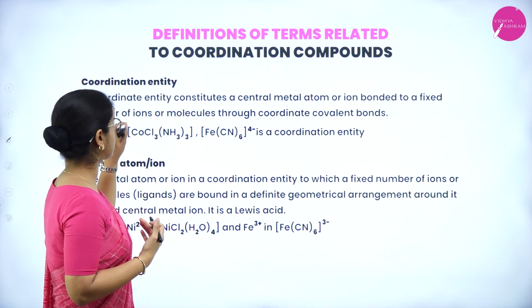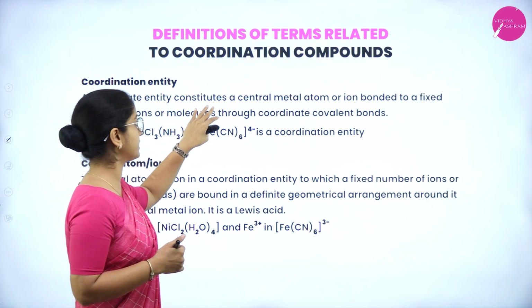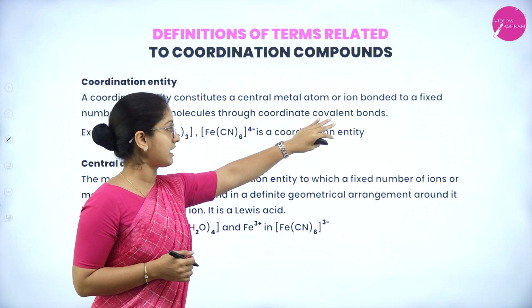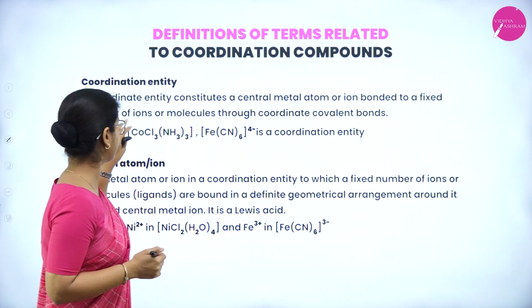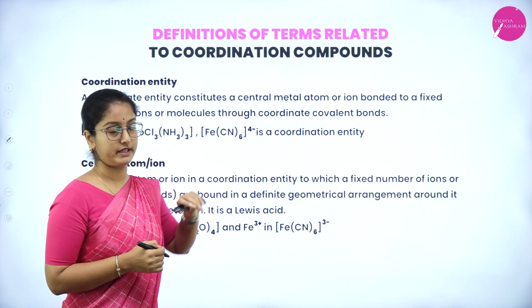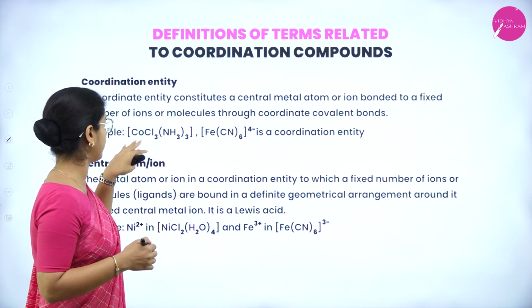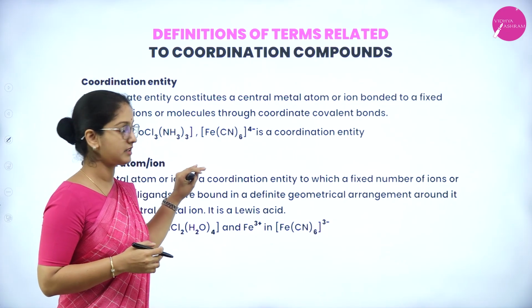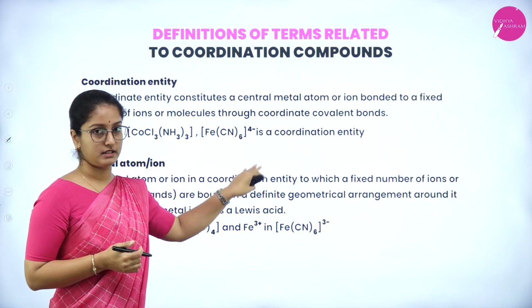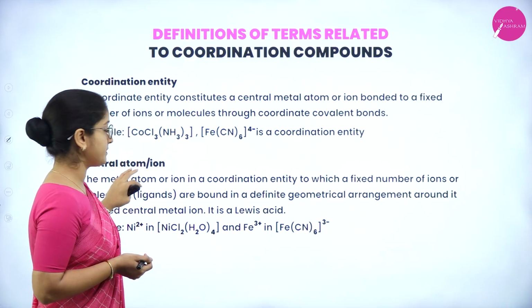Then next is coordination entity. So a coordination entity is nothing but it constitutes a central metal atom or ion bonded to a fixed number of ions or molecules through coordinate covalent bonds. For example, along with the previous example, we have [CoCl3(NH3)3], then [Fe(CN)6]4- is a coordination entity.